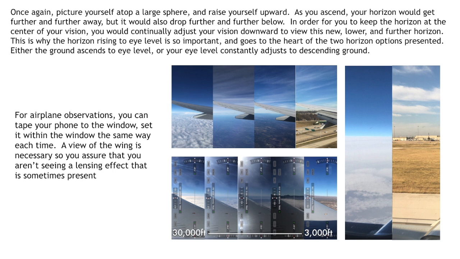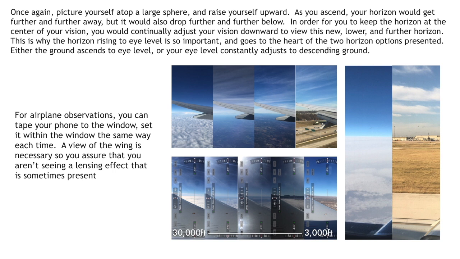So for airplane observations, you can tape your phone to the window, set it within the window the same way each time. Sometimes if you're on an exit row, there'll be a little outjet piece, like the handle for the door, and you can set your phone on that to standardize the phone however you want to do it. But you do need a view of the wing because you need to assure that there's not this lensing effect that can occur in certain airplanes.